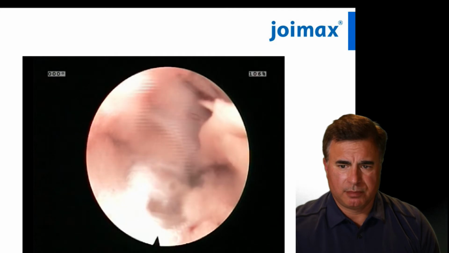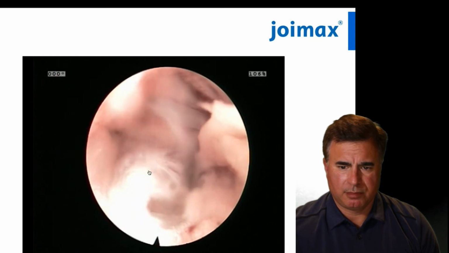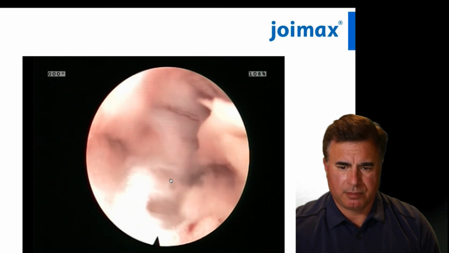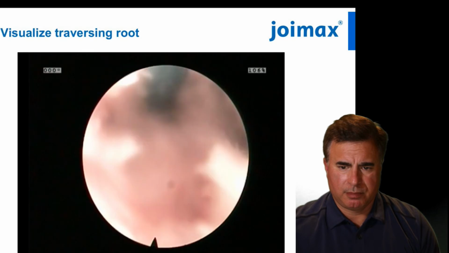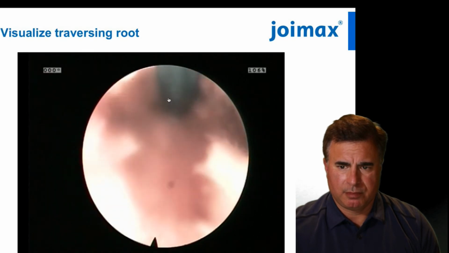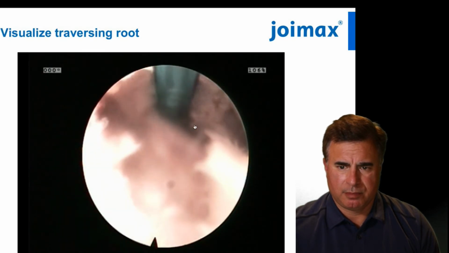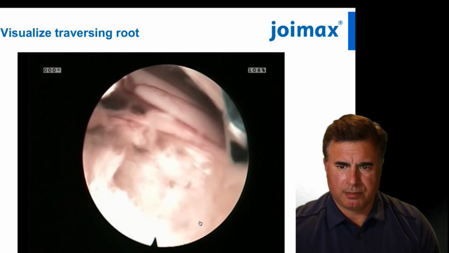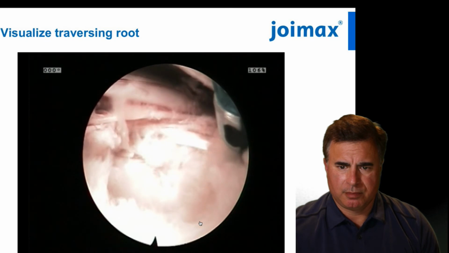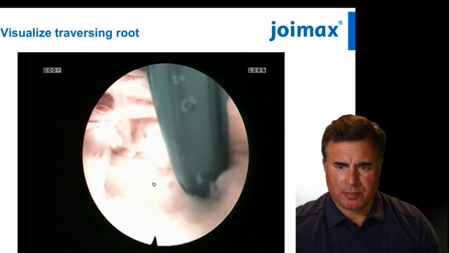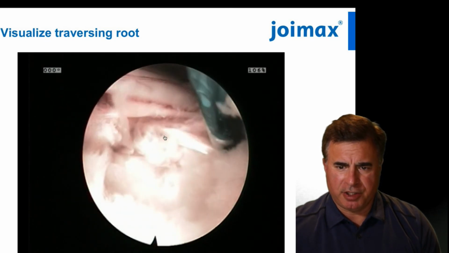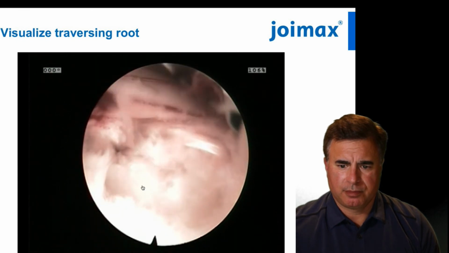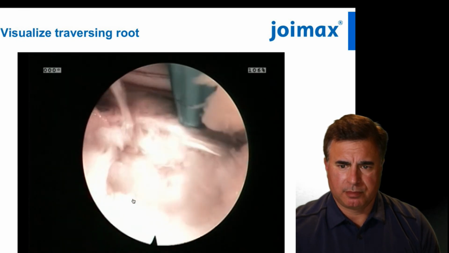This is the traversing nerve root traveling from 11 o'clock to 2 o'clock. You see it pulsating, and underneath you see the annulus and the disc herniation, most of which has been removed. The polar tip is underneath the traversing nerve root, and you can see there's nothing causing compression of the nerve root. You get a very good view of the traversing root all the way around. There's still some disc material here, which I think I'm going to continue to remove. There's annulus, and the fluffy white stuff in between is disc material.